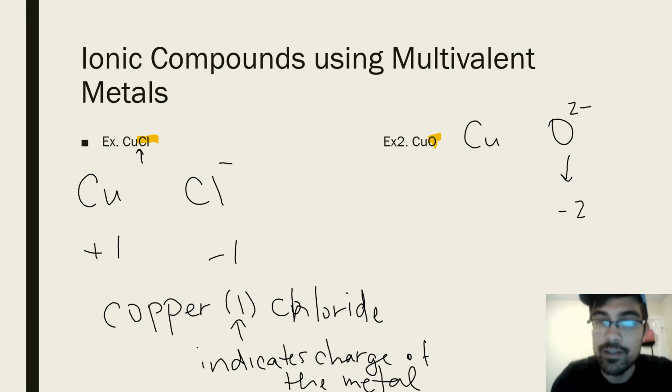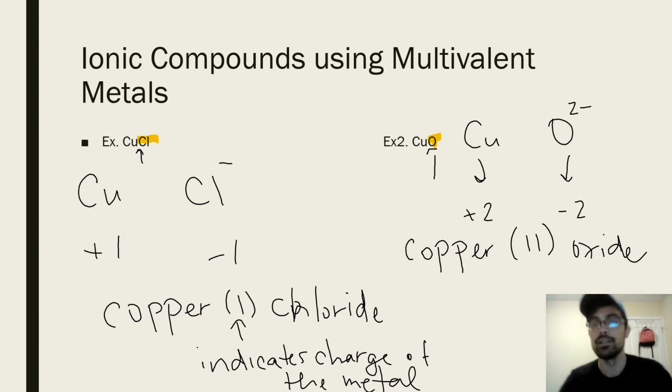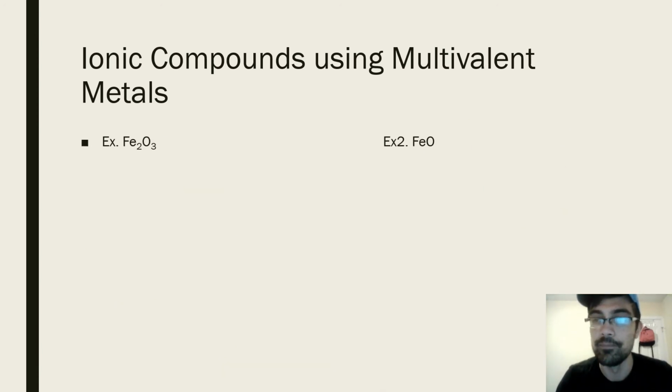Copper, on the other hand, we only have one of them. There's no subscript there indicating that there is more than one. So that means the total positive charge would be +2. So these will cancel out. They add up to 0 like they should in an ionic bond. And that means the variety of copper is copper 2 oxide. Okay, let's move on to some other ones here.